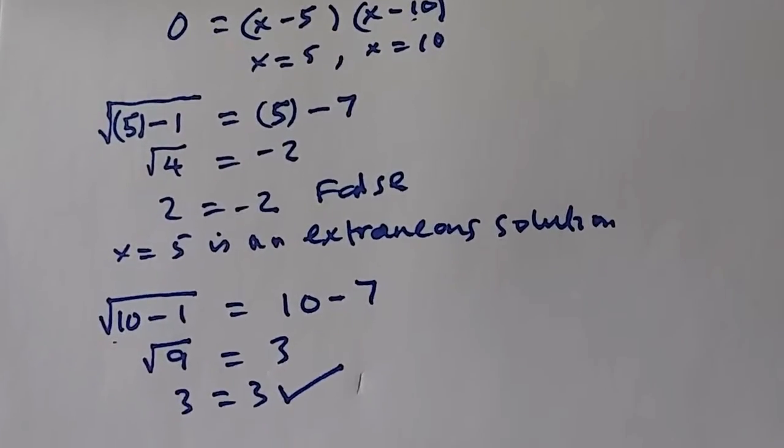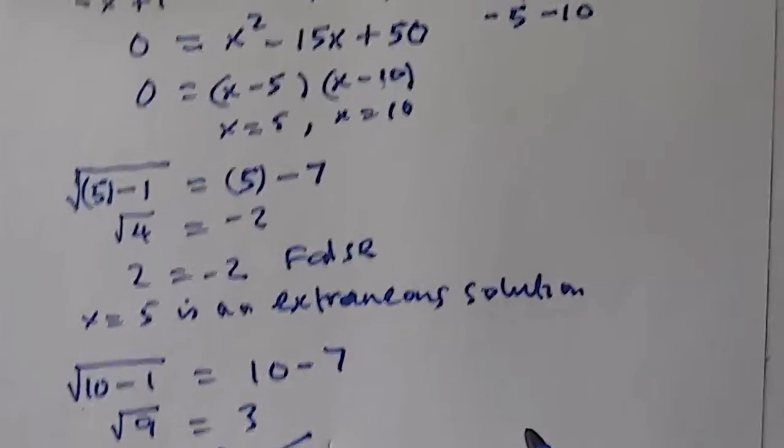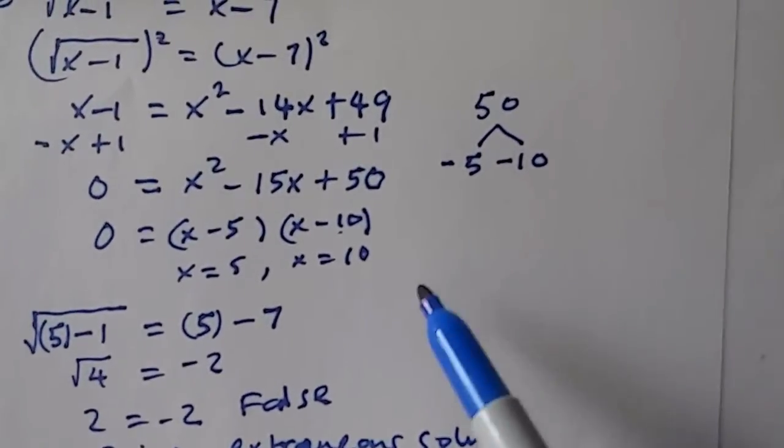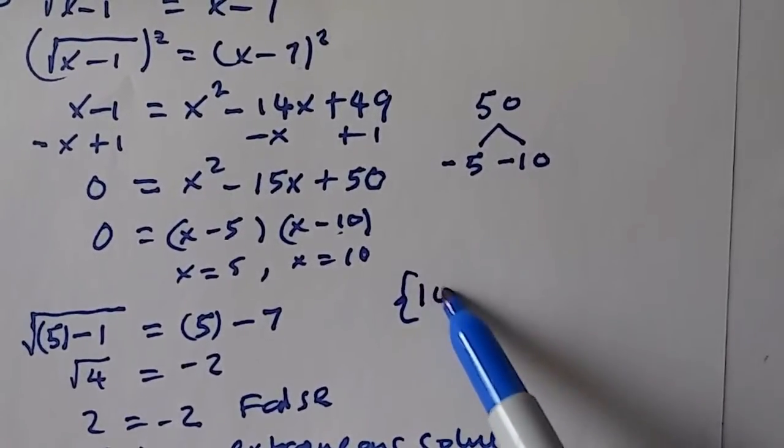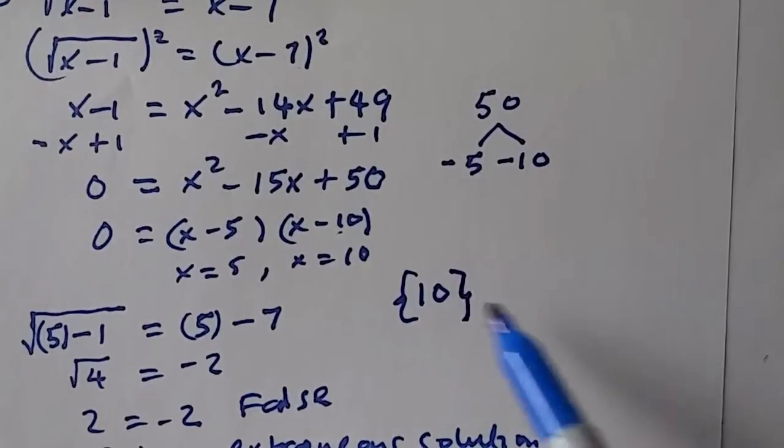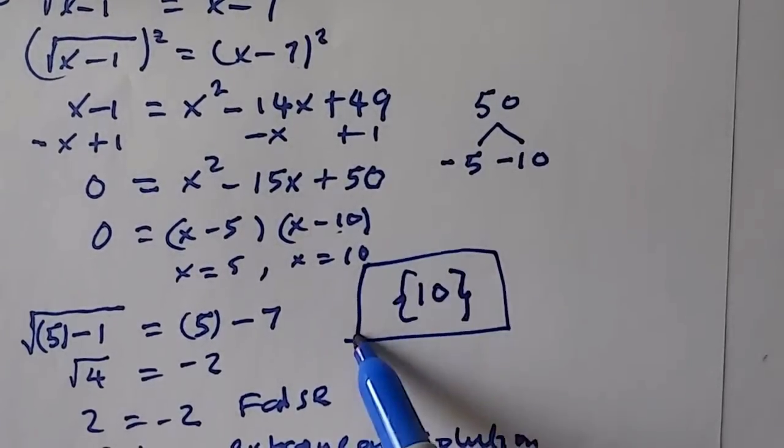So 10 is a solution. x equals 10 is a solution. So we're just going to indicate that as the only solution by writing the 10. We go back to our solution here and write 10 is the only solution. Write it in this set notation. And that is our solution to that.